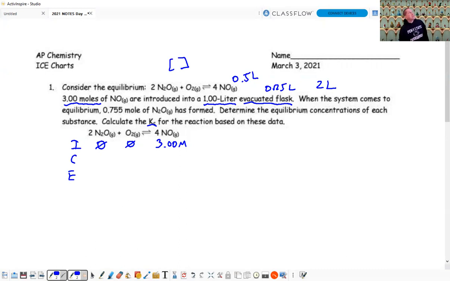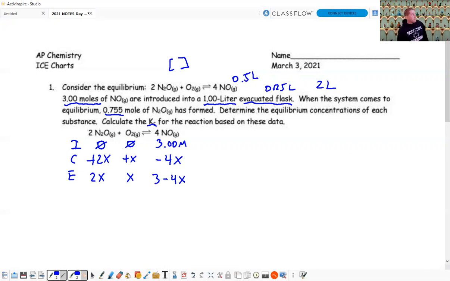All right, so when the system comes to equilibrium, 0.755 moles of N2O has formed. Determine the equilibrium concentrations of each substance and then calculate the Kc. We know this reaction has to go from right to left because we don't have any of the N2O or the O2 to start with, and so it can't go to the right. Minus 4x stoichiometry, plus x, plus 2x. So at equilibrium, this is 2x, this is x, and this is 3 minus 4 times x.